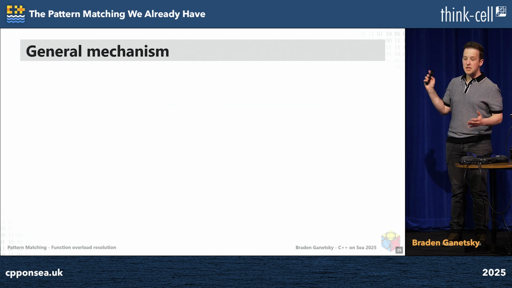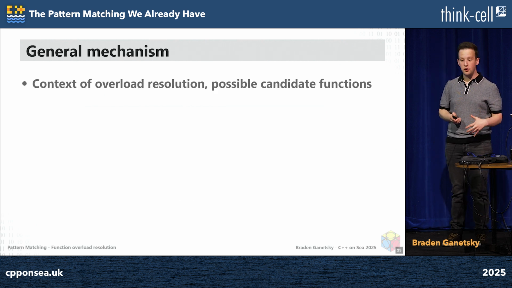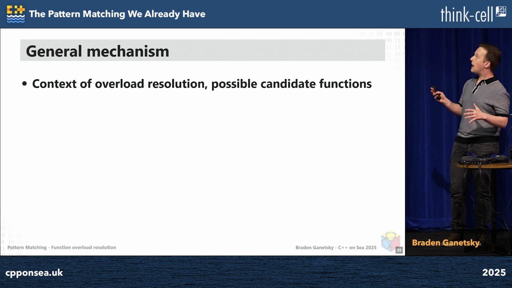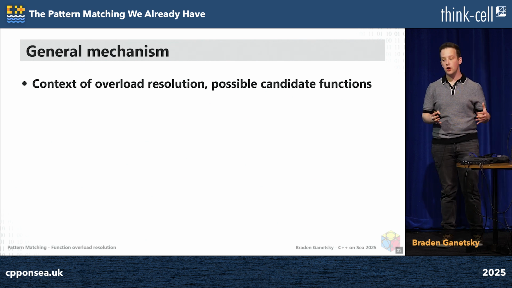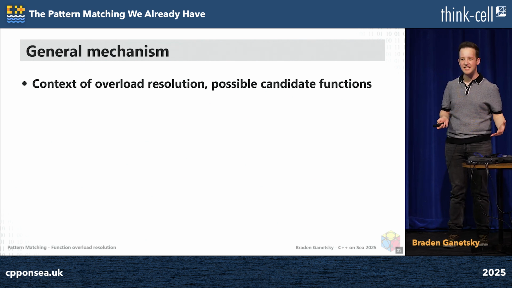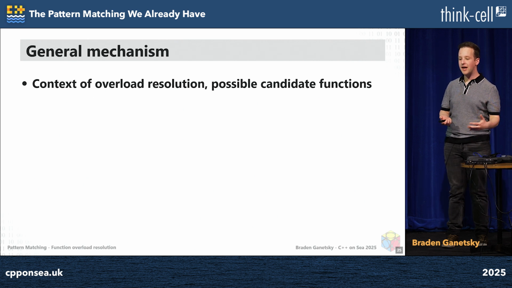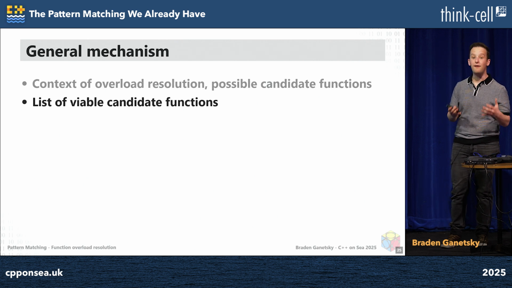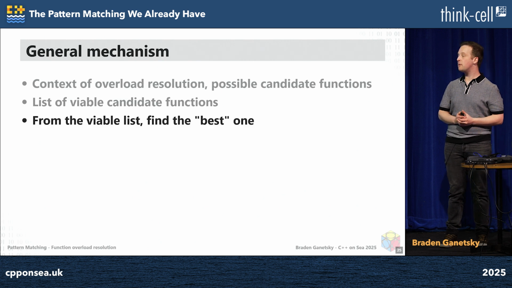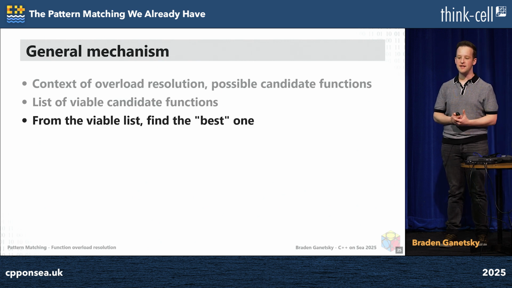Okay, so I want to get into the general mechanism of function overload resolution. So first, from the context of overload resolution, we grab all of the possible candidate functions. I'll go over what those contexts mean. Once we grab all the possible candidate functions, we need to grab the list of viable candidate functions. And then from the viable list, we find the best candidate function.